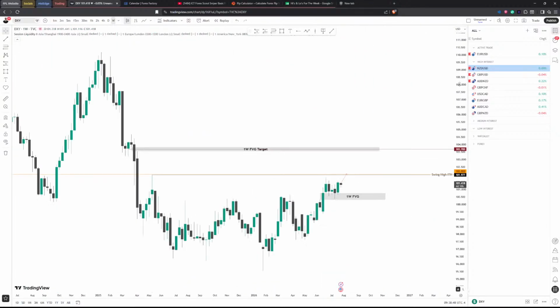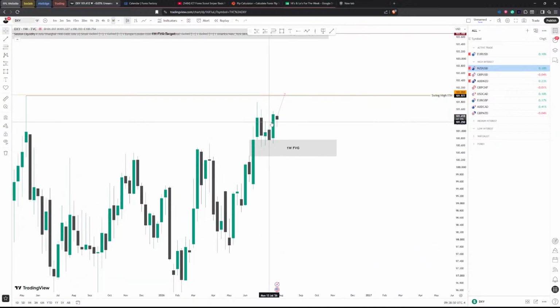We are still bullish on USD for this week. So I know it's currently bearish. It's got a black candlestick color, meaning that it's currently bearish because we're lower than when we opened on Sunday evening. But I'm still bullish, and I'll tell you why.